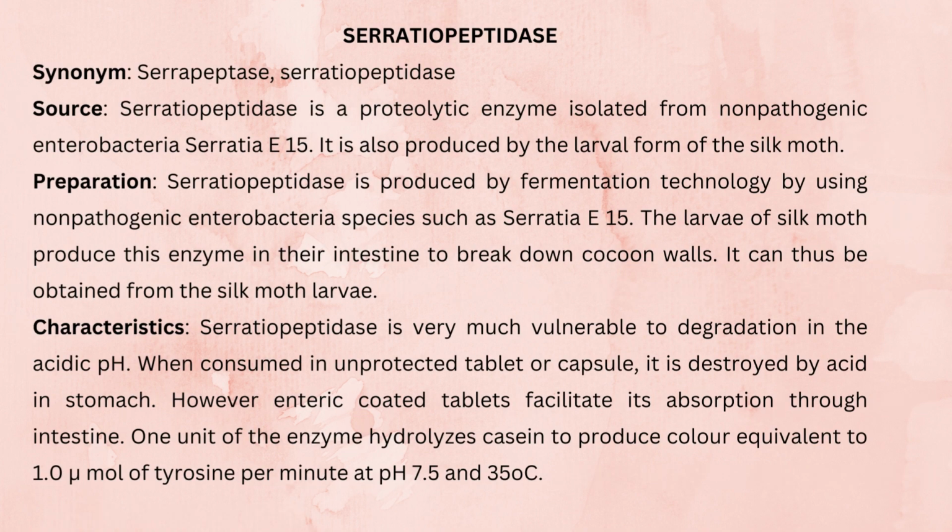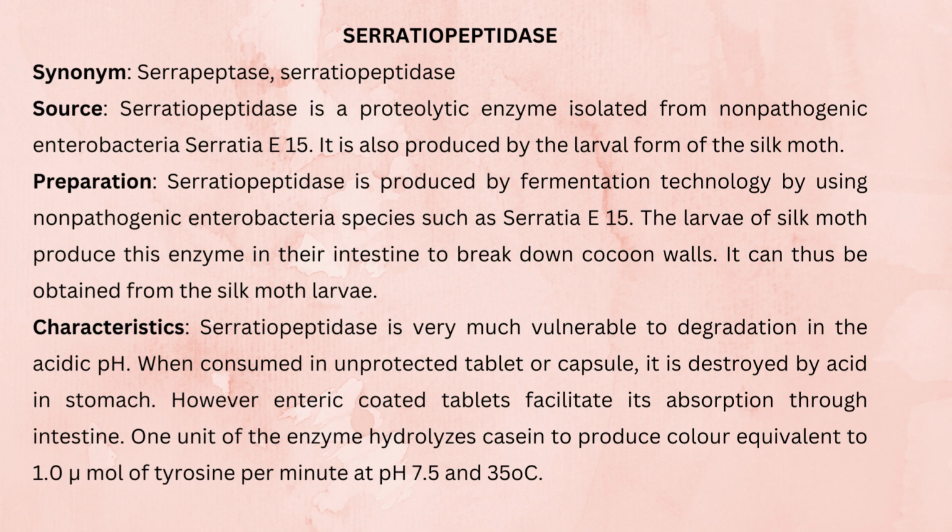The next enzyme is serratiopeptidase. It's a proteolytic enzyme isolated from the bacteria Serratia E15. It can also be obtained from the silkworm in the larva stage. Serratiopeptidase is produced by fermentation technology using the enterobacterial strain Serratia E15. During the life cycle of the silk moth, the larva stage produces the enzyme in the intestine which breaks down the cocoon walls. So at this stage, we can also obtain this enzyme from the silk moth larva.